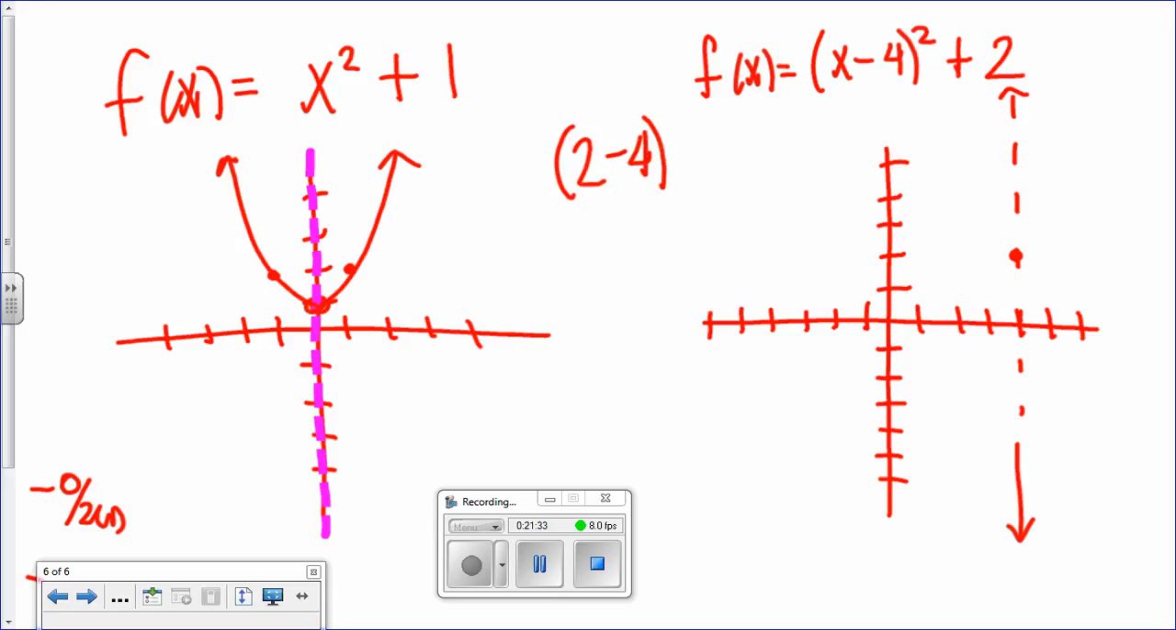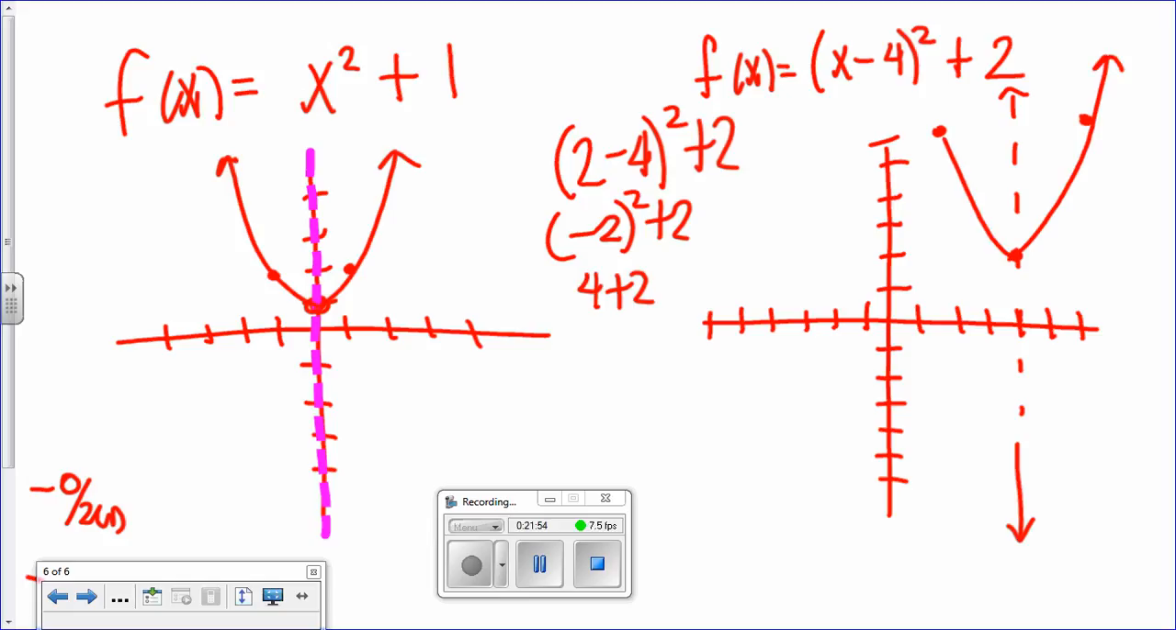Alright, so 2 minus 4 squared plus 2. That's going to be a negative 2 squared. It's going to be 4 plus 2 is 6. So 2, 6, there's a point. That one's 2 away. It's got a little buddy over here that's 2 away. There you go. There's a little reindeer. That's pretty easy. Time consuming, but not difficult. There's a difference. Okay? Don't confuse difficult with time consuming.